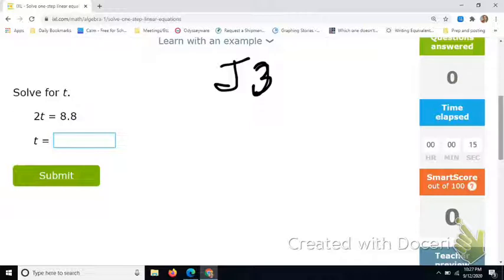So in IXL, J3 is about equation solving. It's all one-step equations. You may use a calculator. I would encourage you to, so don't be freaked out by seeing a decimal because you're allowed to use a calculator, but you still have to know what operation do I need to use to solve this.